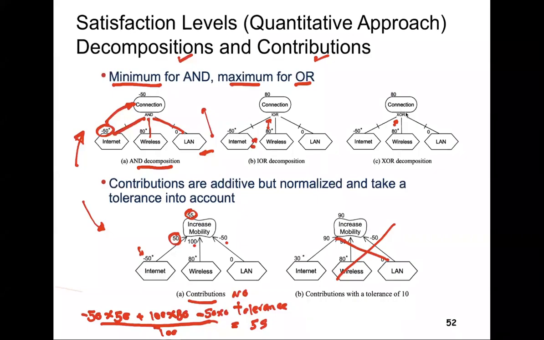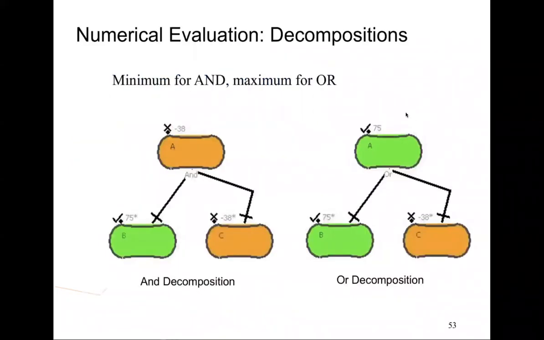So this is the satisfaction level for increasing mobility. For increasing mobility, it is a number between 0 and 100. So it's weakly satisfied, so it's not fully satisfied. To emphasize the decomposition evaluation, as I said before, for the AND decomposition, you do the minimum.